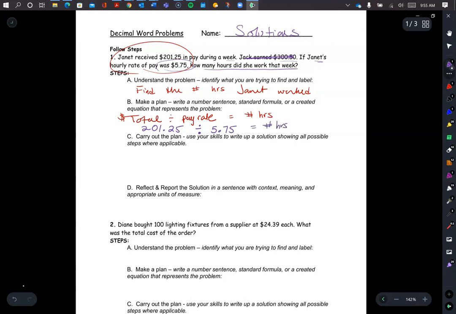Now, showing your work on this one doesn't mean doing out the long division. Showing your work would mean you're typing that into your calculator and writing it down so I can see it. So that's kind of here also. It overlaps. You can pause and work this out with me, but 201.25 divided by 5.75 is 35 hours, okay?